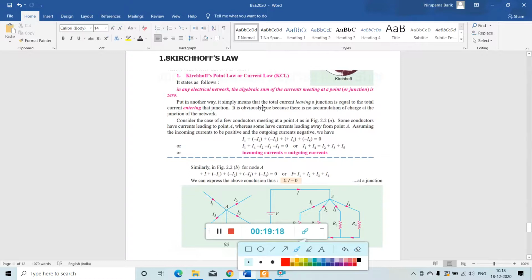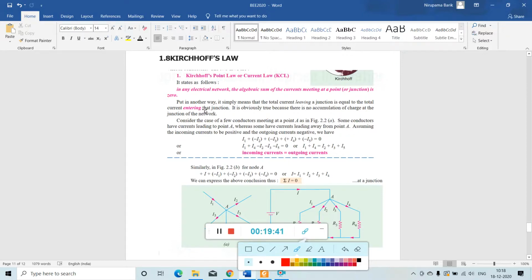In Kirchhoff's law we will study two laws: Kirchhoff's current law and Kirchhoff's voltage law. First we will cover Kirchhoff's current law, also called Kirchhoff's point law. What is Kirchhoff's current law? In any electrical network, the algebraic sum of currents meeting at a point or junction is 0.